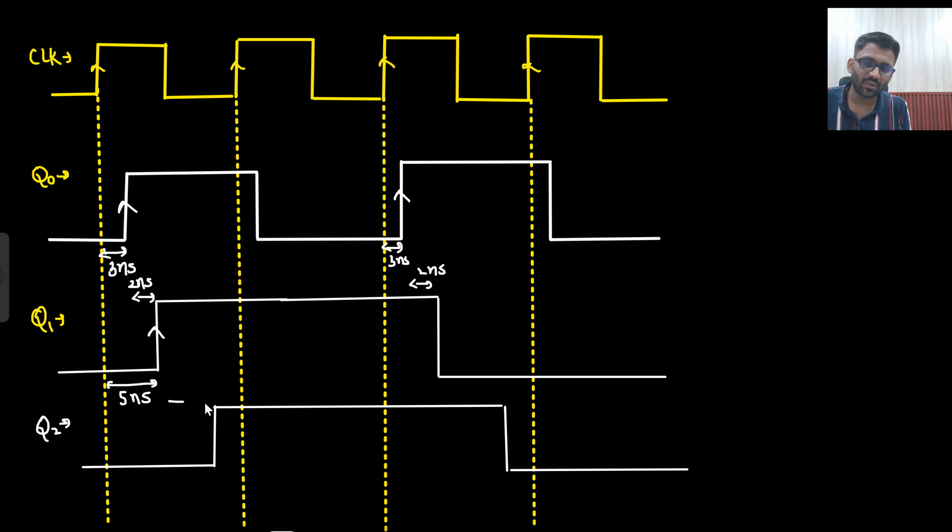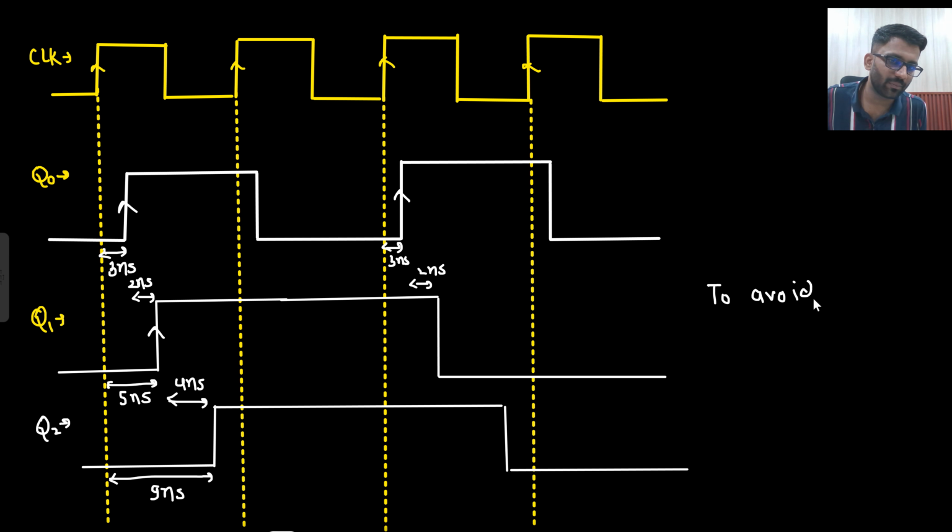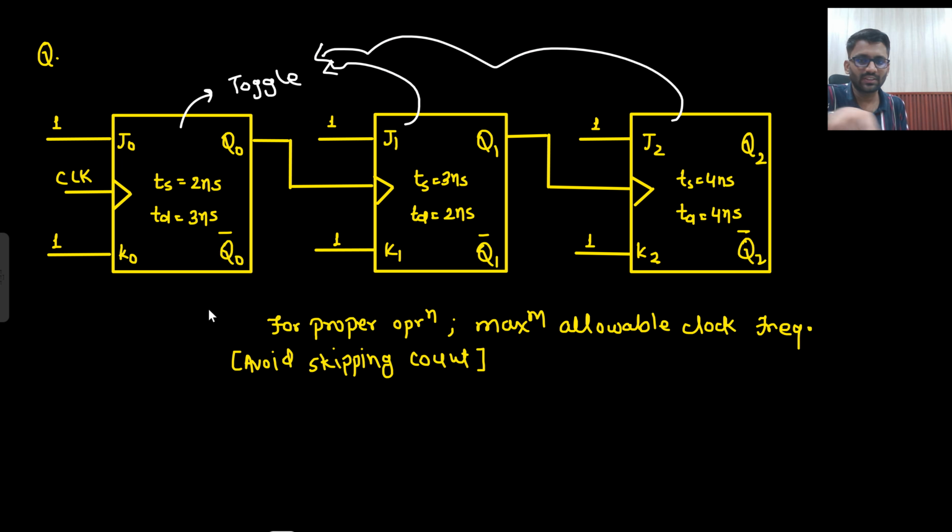So are you remembering the concept now? So this is 4 nanosecond, so this complete window is 9 nanosecond. So basically, to avoid the skipping count, do you remember the meaning of avoiding the skipping count? If your T clock is less than 9 nanosecond, then you will skip some counts. This is your down counter, right?